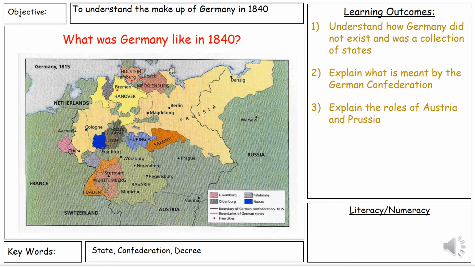So what are the outcomes of today's lesson? Today's outcomes are to understand how Germany did not exist and how it was rather a collection of states. We're going to explain what is meant by the German Confederation. We're also going to have a look at the roles of both Austria and Prussia. Key words I want you to take from today's lesson are state, confederation and decree.